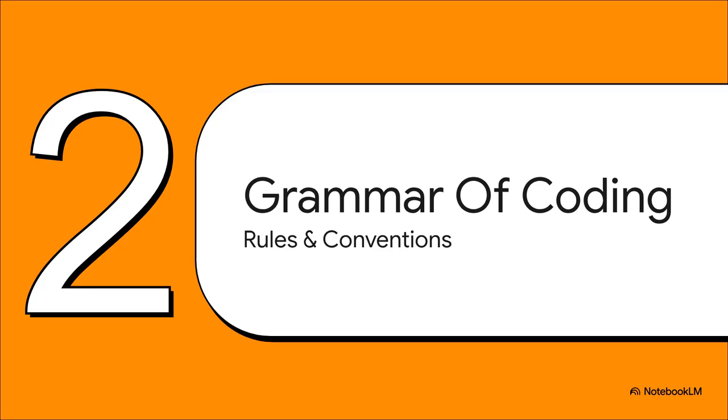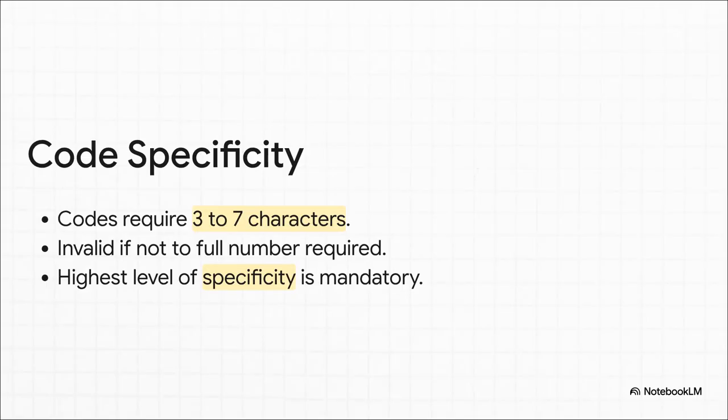Okay, moving on to Section 2, the grammar of coding. This is really the heart of the matter. Because just like any spoken language you or I use, medical coding has a grammar, a syntax, and punctuation that absolutely must be followed perfectly for it to make any sense. So the most crucial point here is that a code is completely invalid if it's missing even just a single required character. In this world, specificity is literally everything.